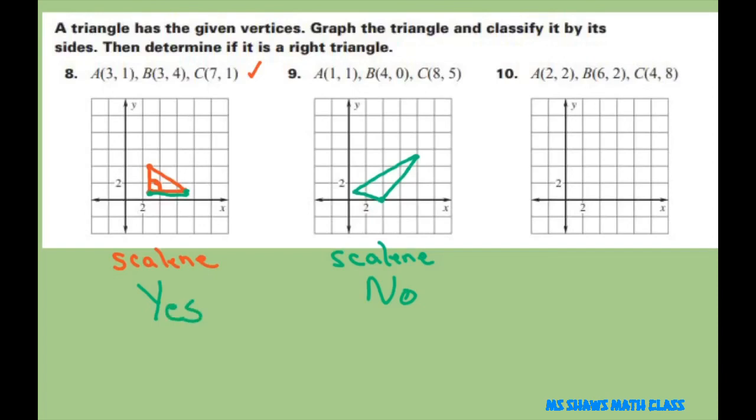All right, and the last one, 2, 2, 6, 2, 4, 8. So back here, it's right there. So there's what it looks like. Okay, so that is isosceles. It has two equal sides. But it's not a right triangle. So that's a no.